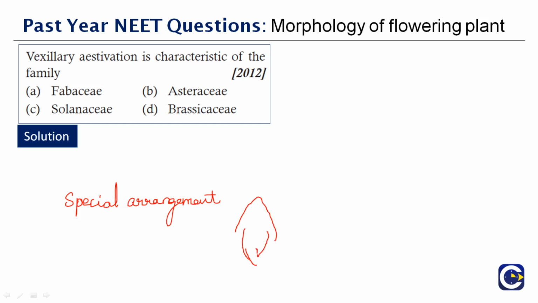And you also have this. Okay, so it comes like this. Can you understand the difference now? This is how it looks. So this will be your standard, and this will be your lateral part, and in between you'll also have this part here, which is actually the keel. Okay, so I just explained what vexillary aestivation is. It's a special arrangement. So where do you find it? I already gave you a clue. The answer is option A, Fabaceae.